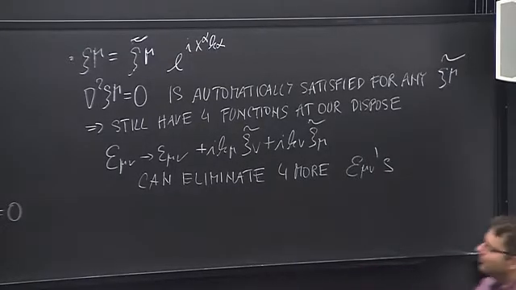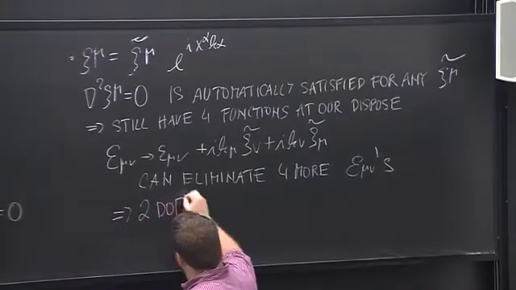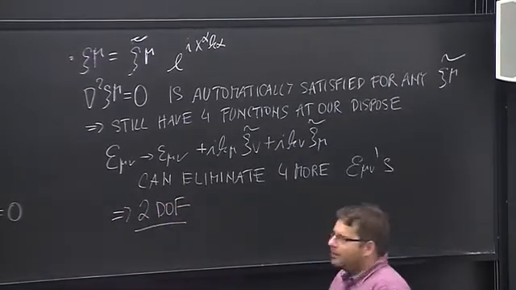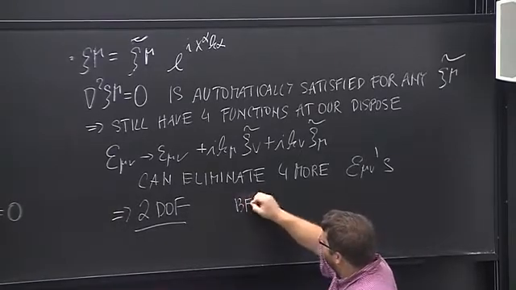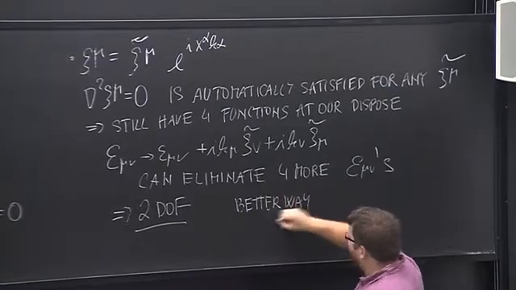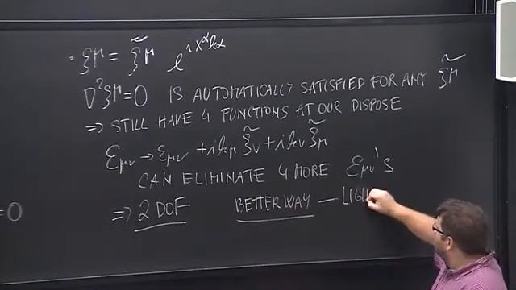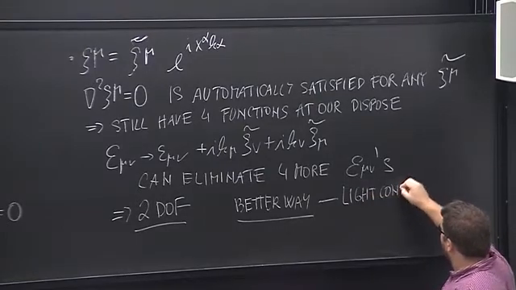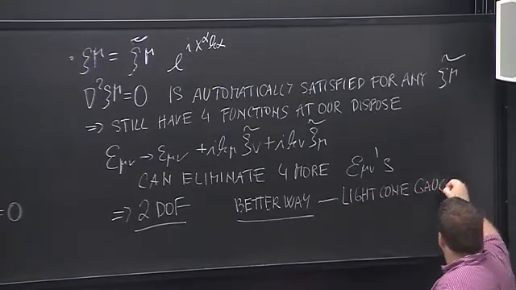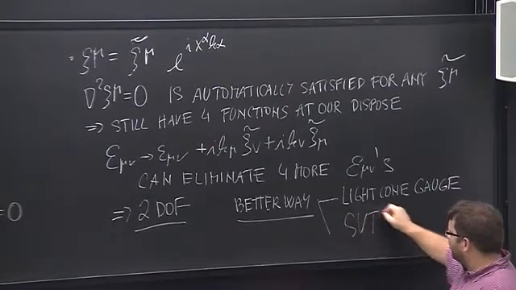Well, okay. So anyway, we have only 2 degrees of freedom. But as I said, a better way to do this, at least a much more convincing way, is the light cone gauge, which you'll do tomorrow in your tutorial, or this SVT decomposition.